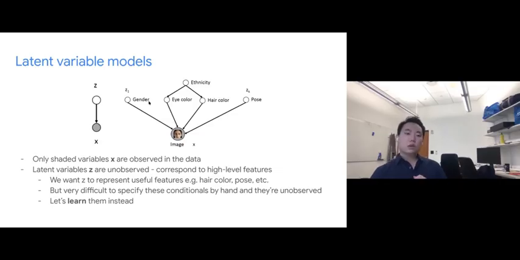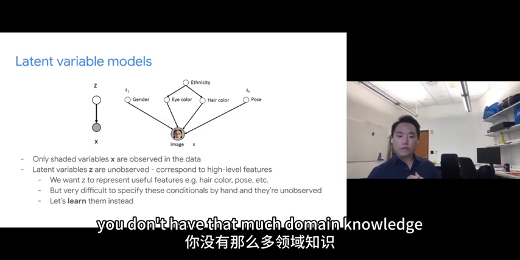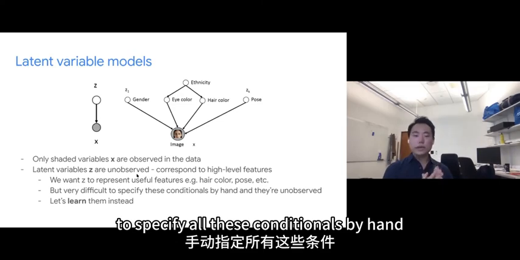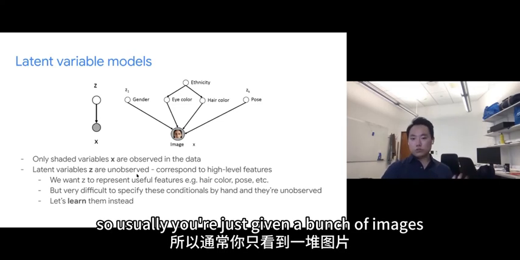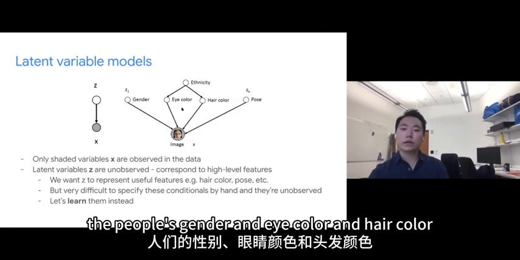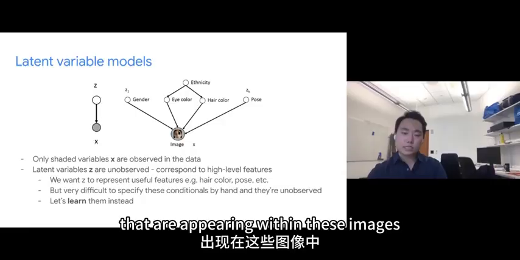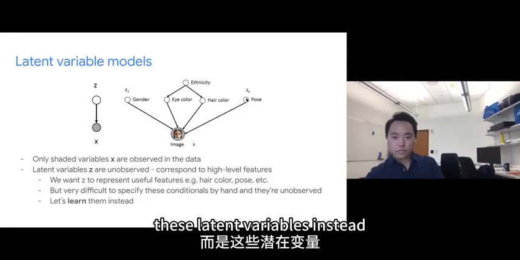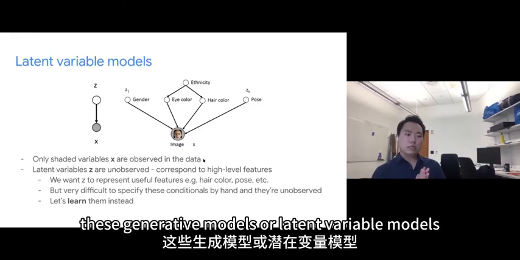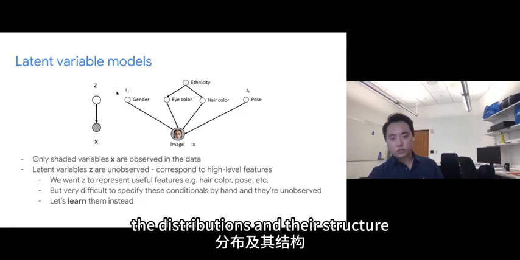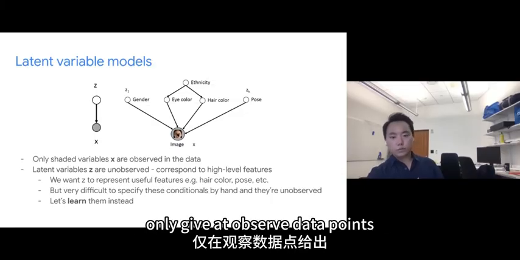This would be ideal. But of course, in the real world, you don't have that much domain knowledge. Sometimes it's really difficult to specify all these conditionals by hand, and they're usually unobserved. Usually you're just given a bunch of images without labels for the people's gender, eye color and hair color appearing within these images. So then what we can do is learn these latent variables instead. That is the whole goal of these generative models or latent variable models: how can we learn these unobserved latent variables, both their values, their distributions, and their structure, only given observed data points?